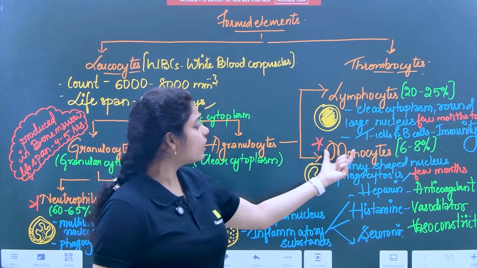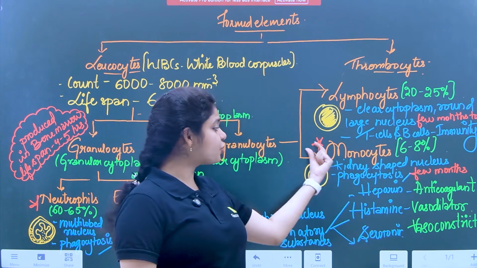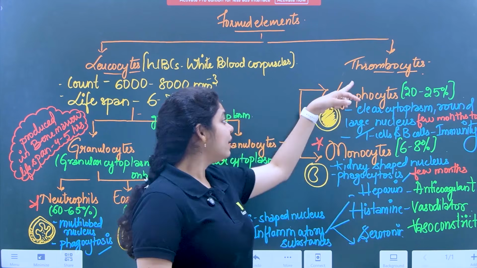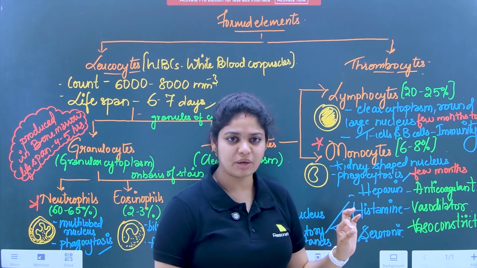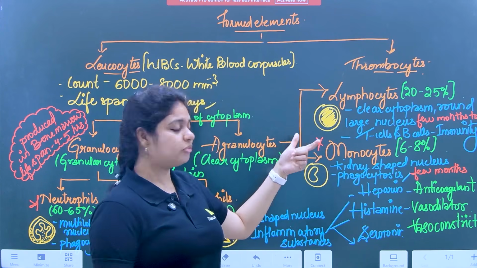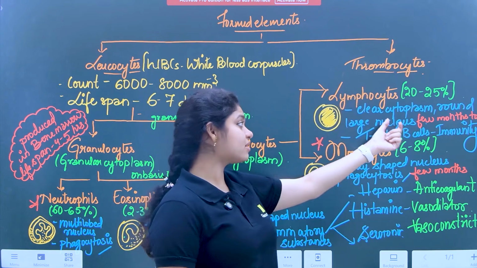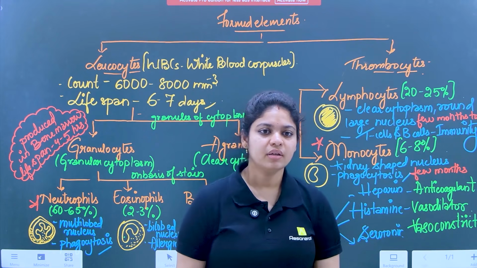Okay, next one is monocytes, 6 to 8 percent, which have a kidney shaped nucleus and are responsible for phagocytosis. Lymphocytes and monocytes, both of them are formed in the bone marrow, but their lifespan differs. Monocytes are alive only up to a few months, but lymphocytes are alive from a few months to many years. Is it clear?